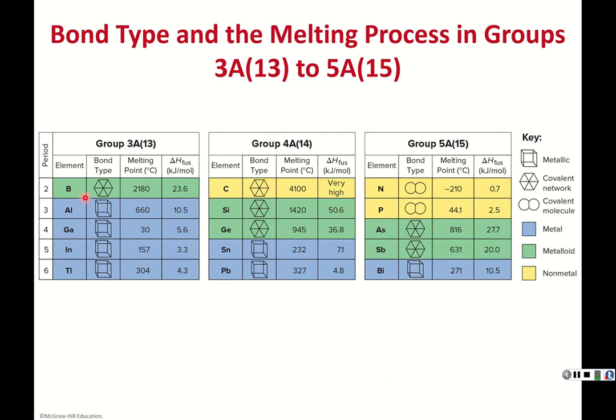If we look at the bond type, again, most of the bonding in this group would be classified as metallic bonding, although remember aluminum does form some covalent bonding. And then boron has that covalent network bonding that we see in other elements like carbon, that's fairly unique.